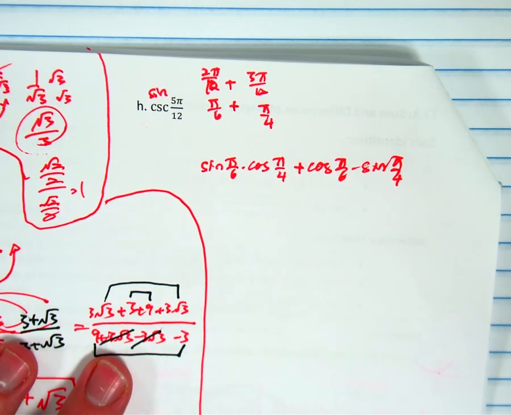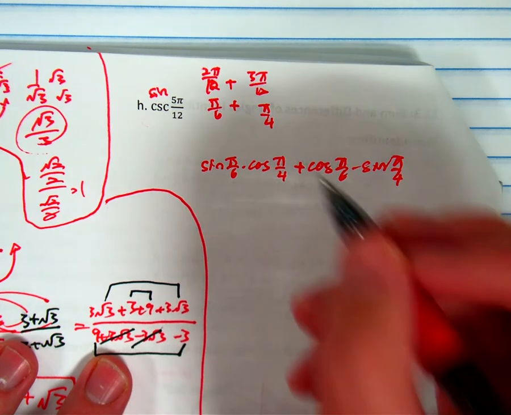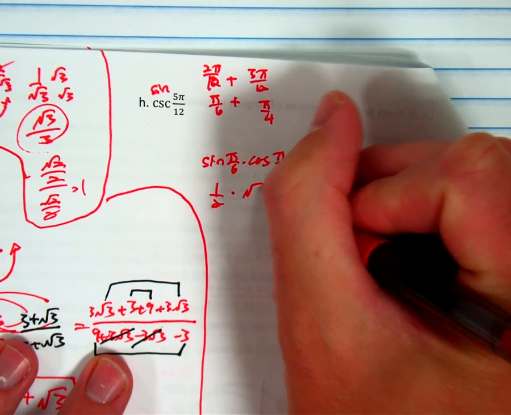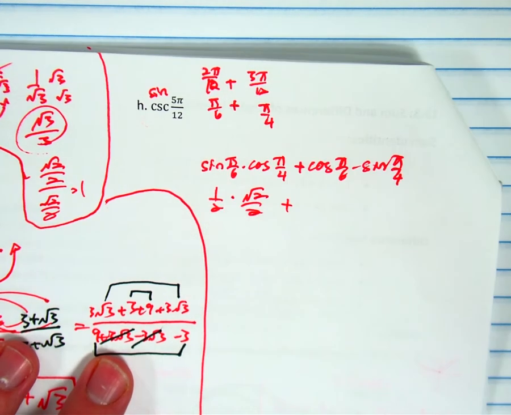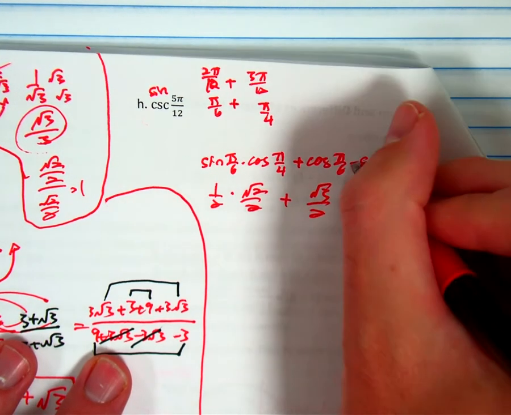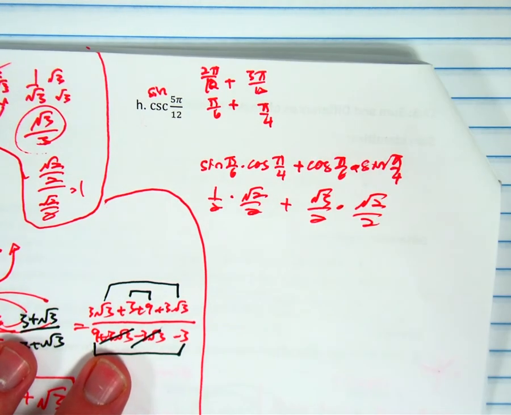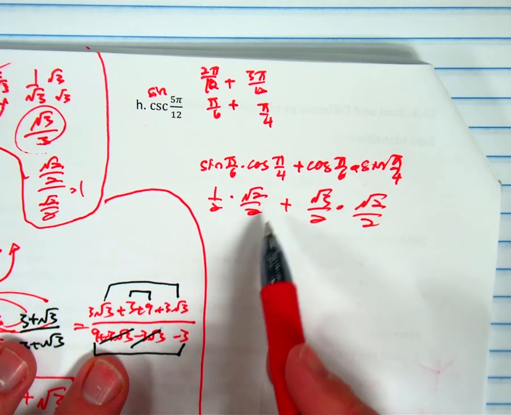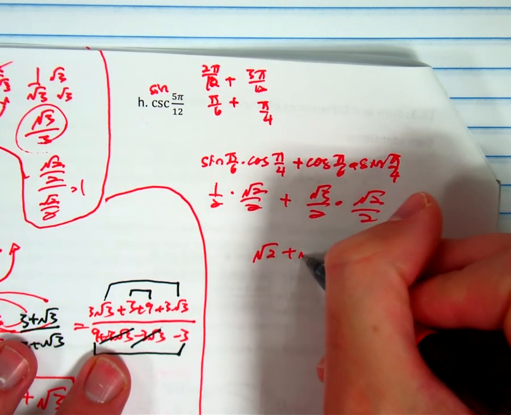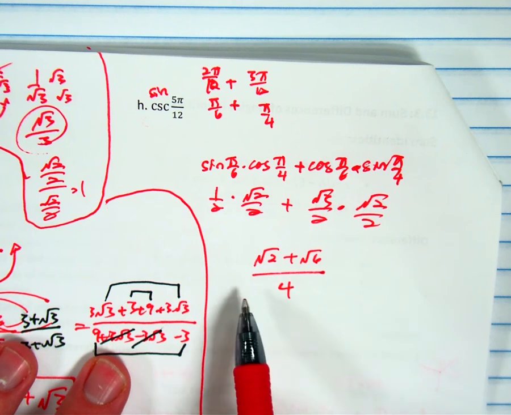Okay, sine of pi over 6. We're going to have 1/2 times cosine of pi over 4, radical 2 over 2, plus cosine pi over 6, radical 3 over 2, that's a times radical 2 over 2. So again, it's one of our common answers. We're going to have radical 2 over 4 plus radical 6 over 4, for radical 2 plus radical 6 all over 4. But that's what sine is.